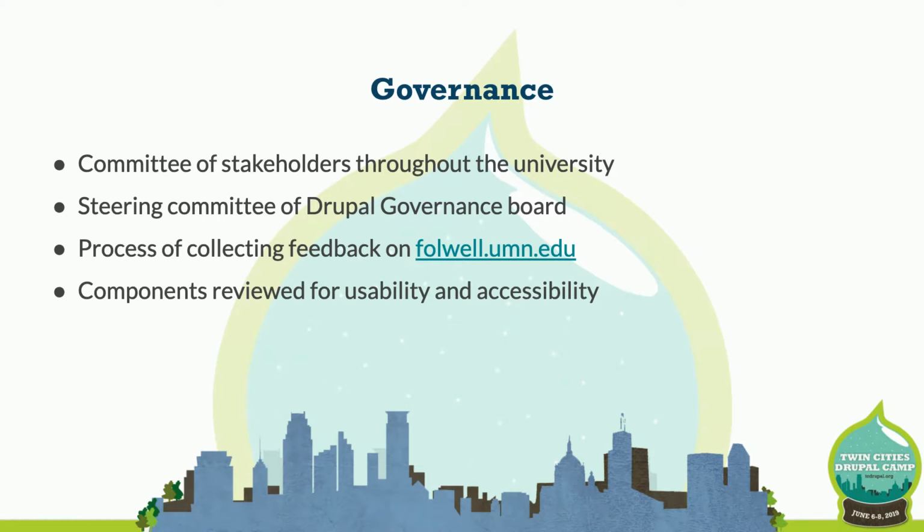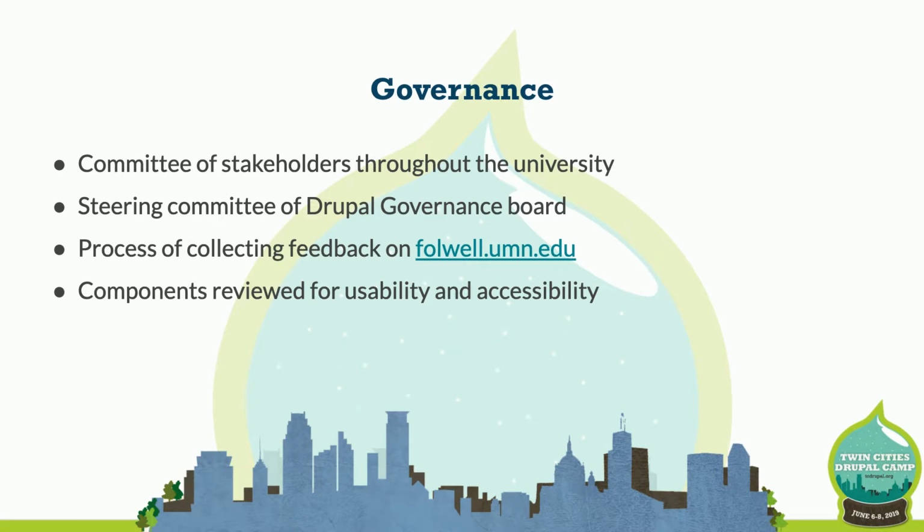So this is mostly spearheaded by Dimitri's group. University Relations handles the design and the governance, and then OIT, my group, handles the implementation and the platform part of it. But we work together in this governance process where we have a committee of stakeholders throughout the university. There is an already existing Drupal governance board at the university that is the steering committee of that governance board. And then there are feedback forms on folwell.umn.edu.